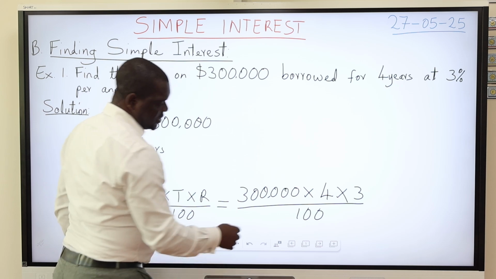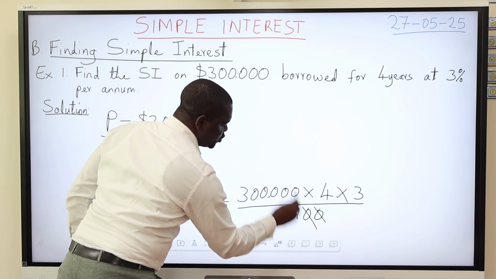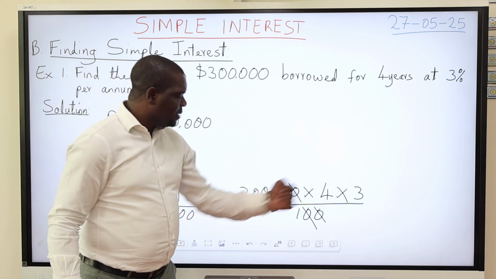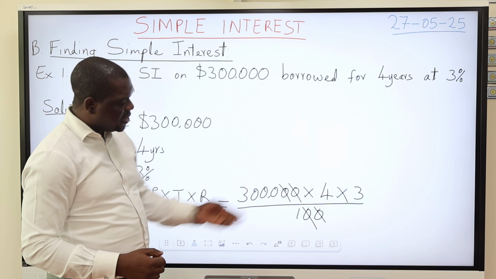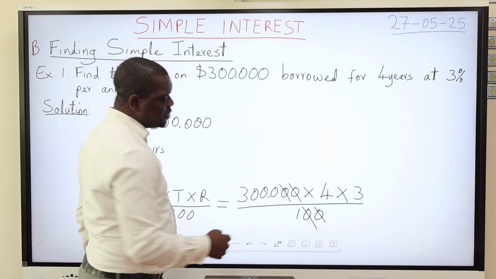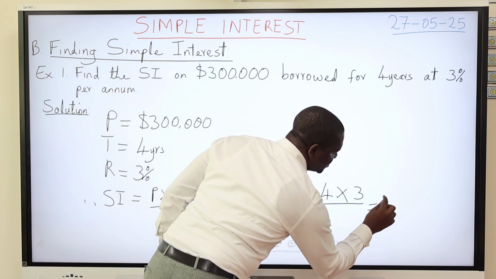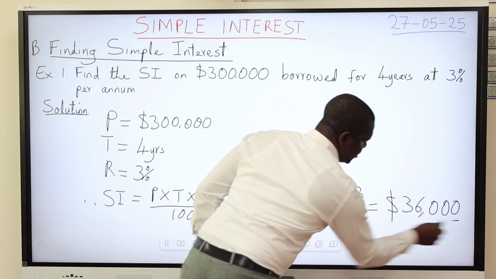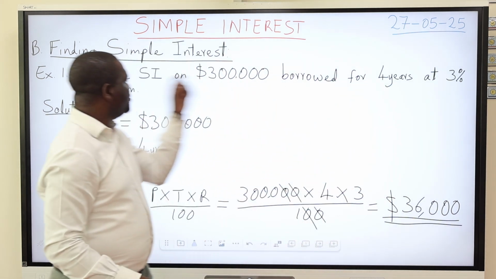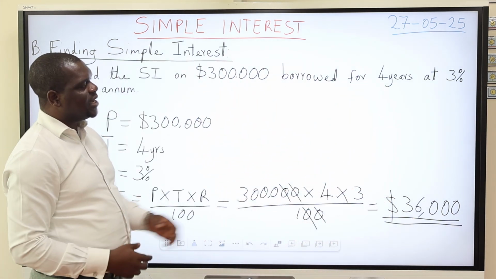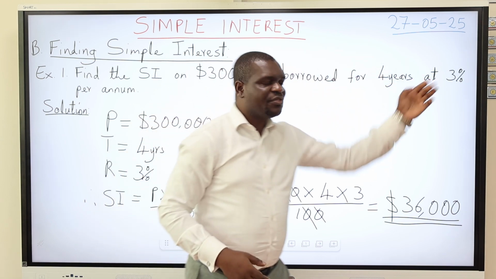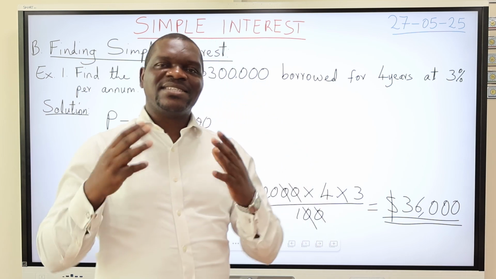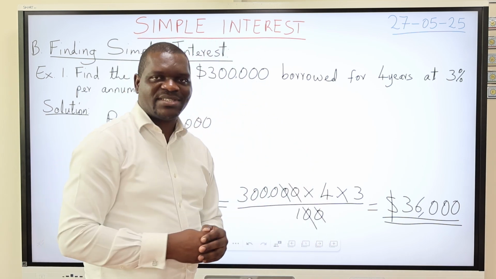What can we simplify? In this case, we can just take away these 2 zeros with this, and then we multiply across. 3,000 times 4 is going to give us 12,000. And 12,000 times 3 is going to give us 36,000. We're going to put that in dollars, $36,000. This will be the interest on $300,000 borrowed for 4 years at 3%. That is how we can calculate the simple interest on an amount.